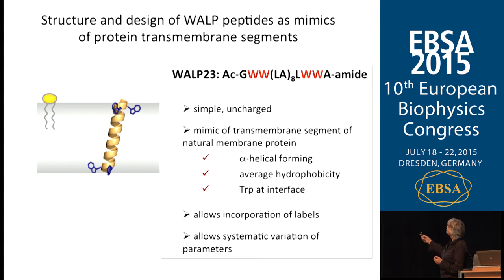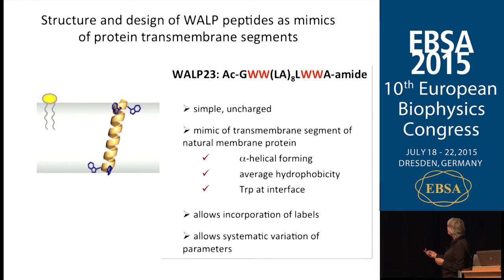It has two tryptophans on each side, at the N-terminus and the C-terminus. Then a stretch of alternating leucine and alanine, and you can systematically vary the length here. The N and the C-terminus, like in gramicidin, are blocked, so there are no charges, so we don't have to worry about electrostatic interactions. So this was a very simple model system just to start with. WALP23 has 23 amino acids in total, and that's the notation.